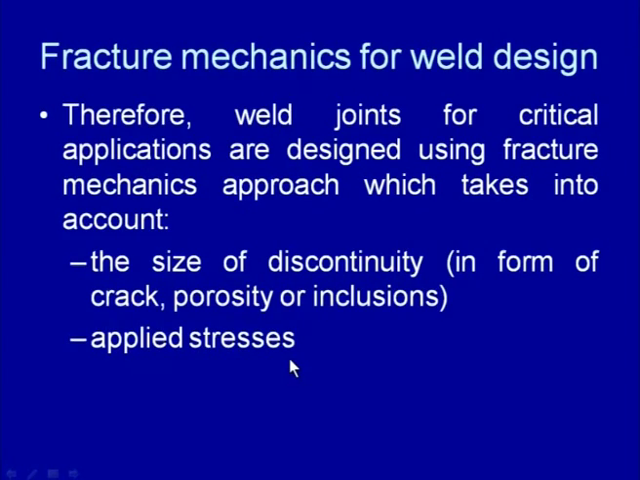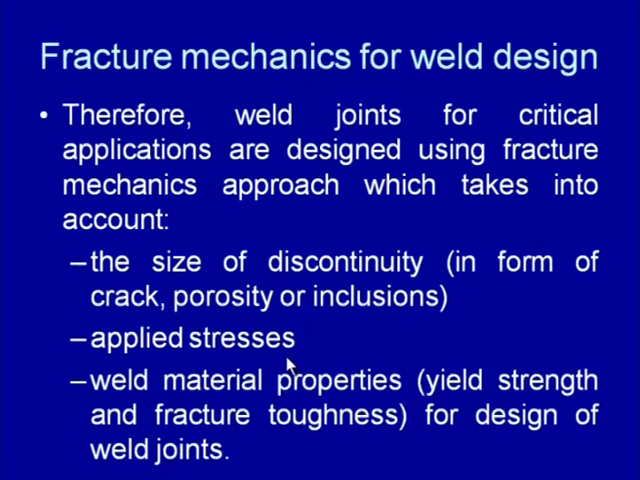So in that case, the size of discontinuity forms an important parameter in the design of the weld joint using the fracture mechanics approach. Another important thing is that it considers the applied stress for which the weld joint is to be designed, and at the same time it also considers the weld material properties like yield strength and fracture toughness. Fracture toughness indicates the resistance to fracture of the material, meaning the resistance to crack nucleation and its propagation, for designing of the weld joint.